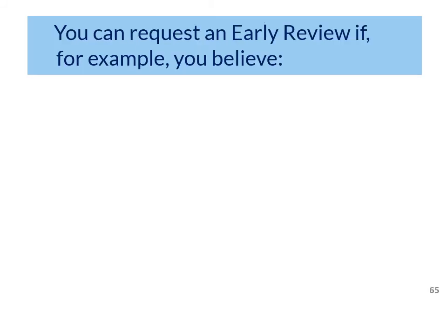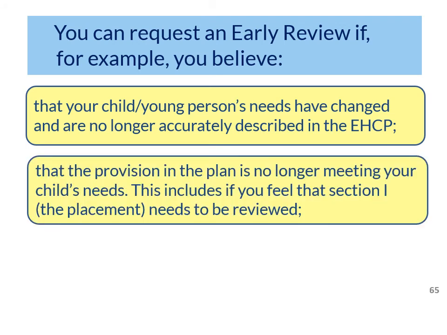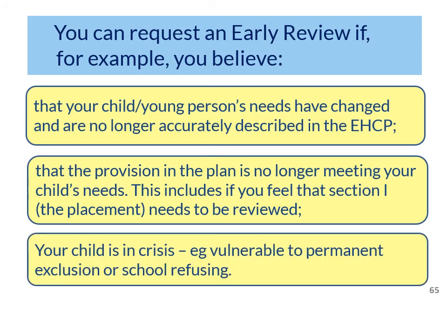You can request an early review, for example, if you believe that your child or young person's education, health or social care needs have changed and are no longer accurately described in the EHC plan, or if you believe that the education, health or social care provision, which means support, in the plan is no longer meeting your child's needs. And this includes if you feel that Section I, the educational placement, needs to be reviewed. Or if you believe your child is in crisis, for example, vulnerable to permanent exclusion or regularly school refusing.